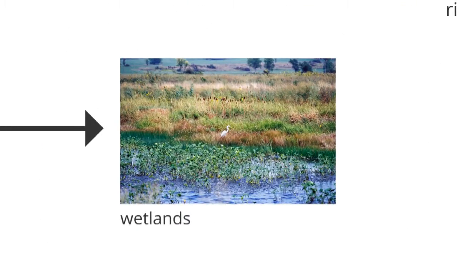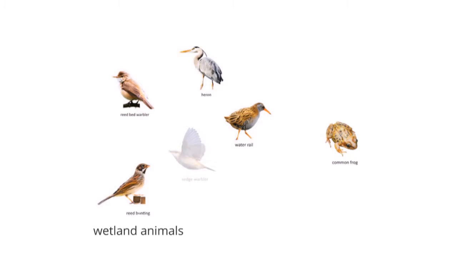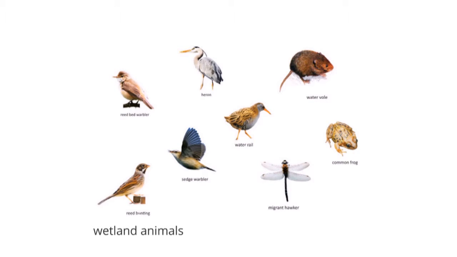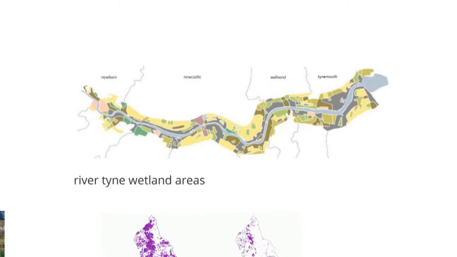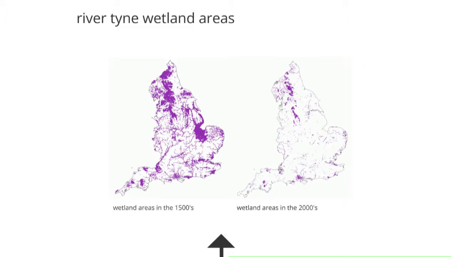Wetlands play an essential part in the regulation of river flow. They provide a habitat for plants, insects and birds. The River Tyne, in the medieval period, flowed directly through large areas of wetlands. Their removal to acquire land for industry and agriculture significantly reduced the area's biodiversity.